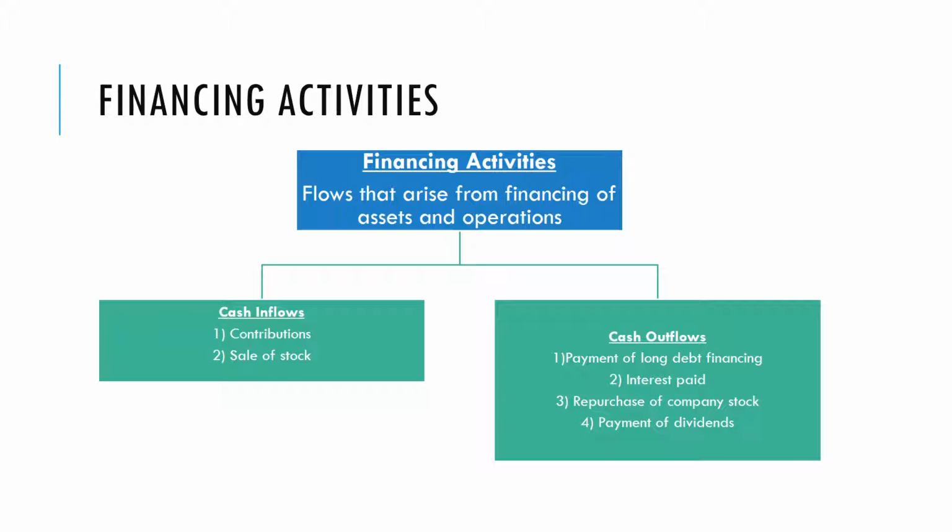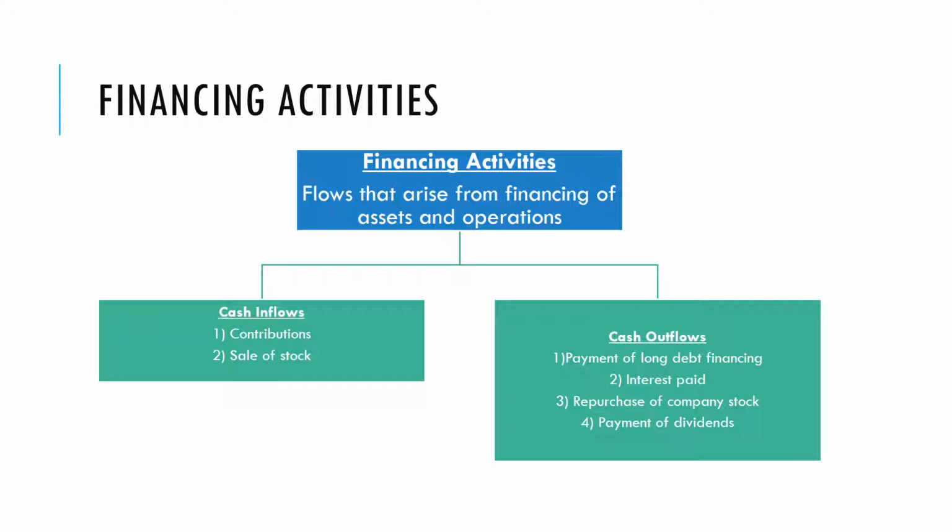Last, we have our financing activities. These are the flows that arise from financing of assets and operations. I think these are usually the smallest section. You can have your contributions, which are donations in. You can have a sale of stock, where you get money for the stock that you sold.